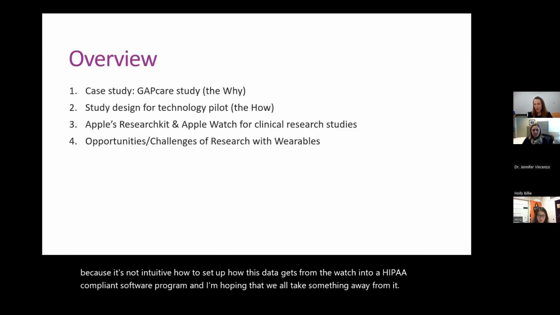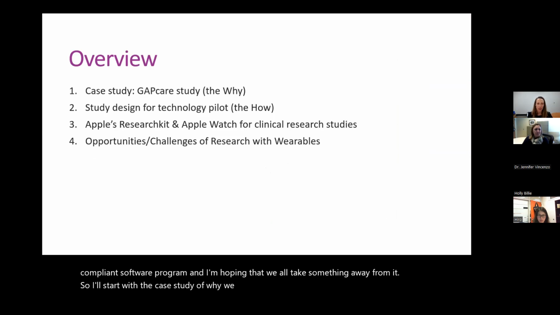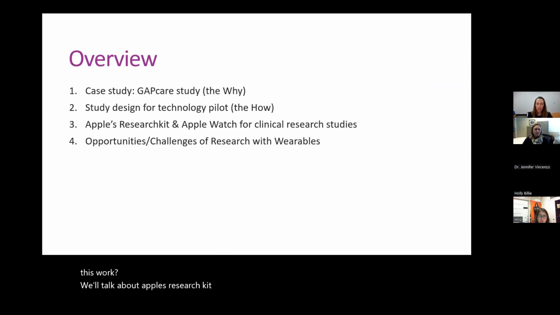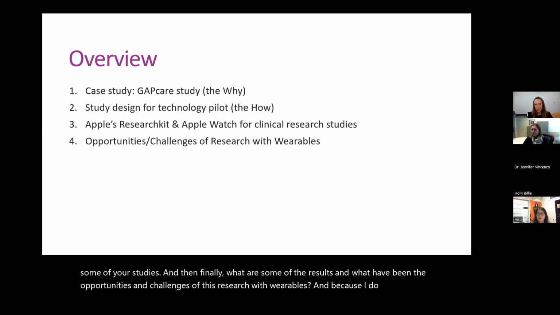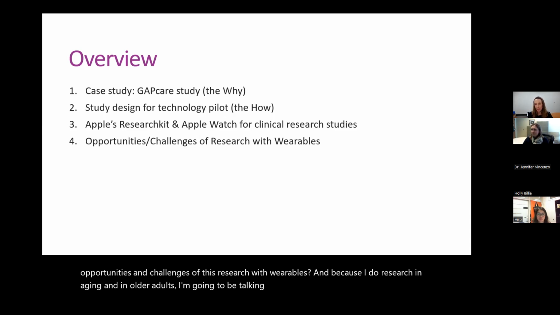So I'll start with a case study of why we did this work. I'll talk a little bit about our fall prevention studies. Second, I'll talk about how to design a technology pilot. So how did we start this work? I'll also talk about Apple's ResearchKit and Apple Watch in case you're considering that for some of your studies. And then finally, what are some of the results and what have been the opportunities and challenges of this research with wearables? And because I do research in aging and in older adults, I'm going to be talking specifically about that population, but I believe this is very applicable to other populations that might have lower digital literacy.